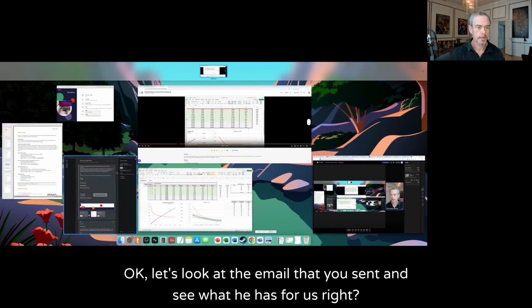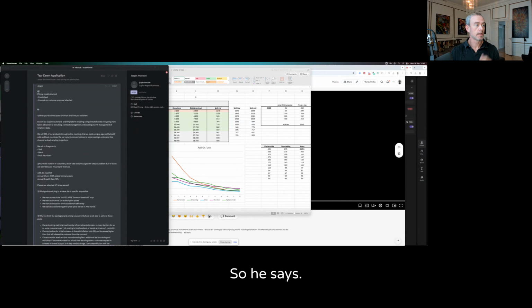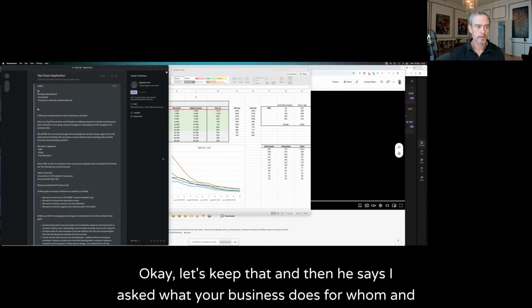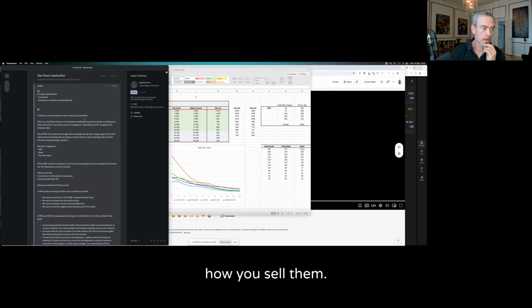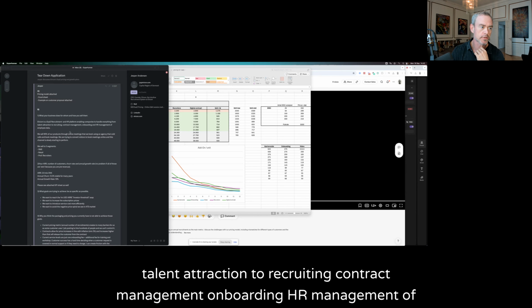Okay, let's look at the email that he sent and see what he has for us, right? So he says, pricing model attached, Excel sheet, example and customer proposal. Yeah, I had that. So he had one over here that he sent. Okay, let's keep that. And then he says, I ask what your business does, for whom, and how you sell them. Elvim is a SaaS recruitment and HR platform enabling companies to handle everything from talent attraction to recruiting, contract management, onboarding, and HR management of employee data.